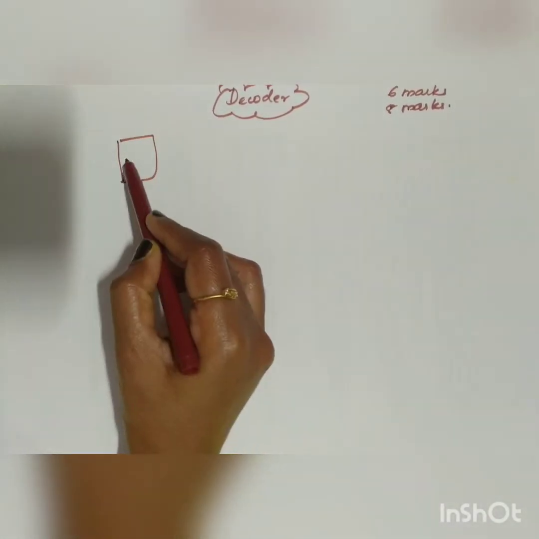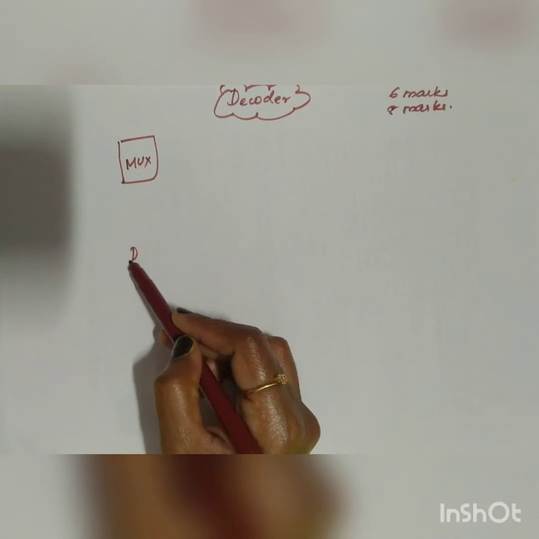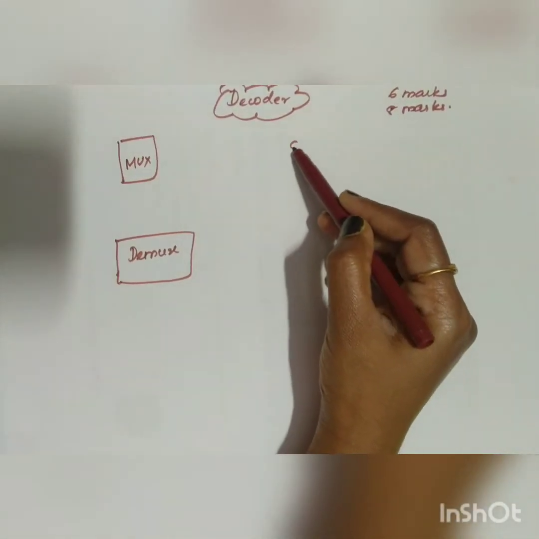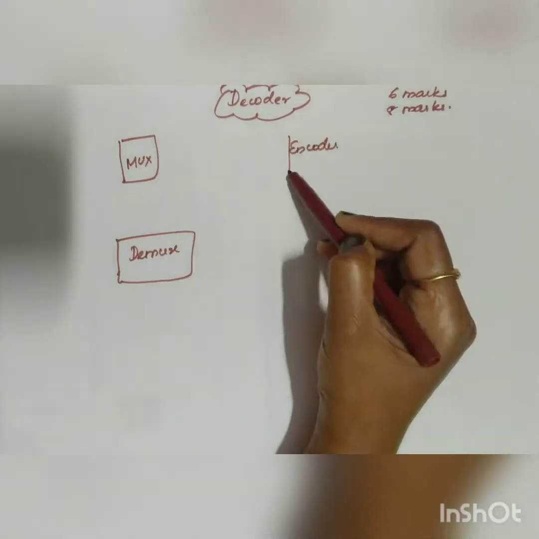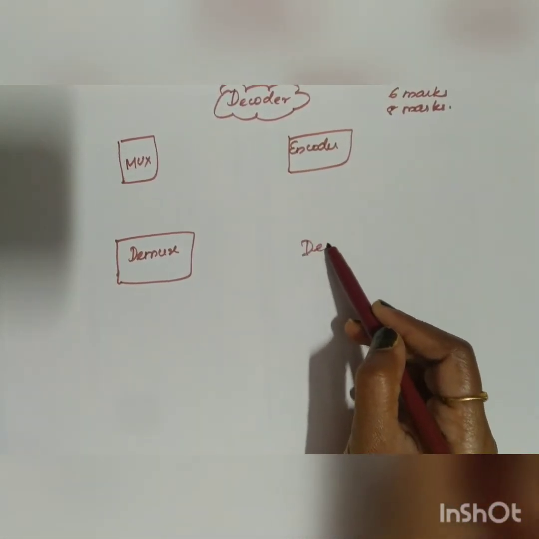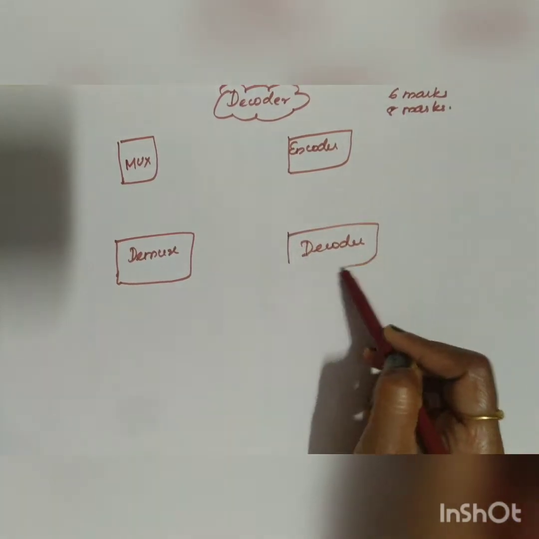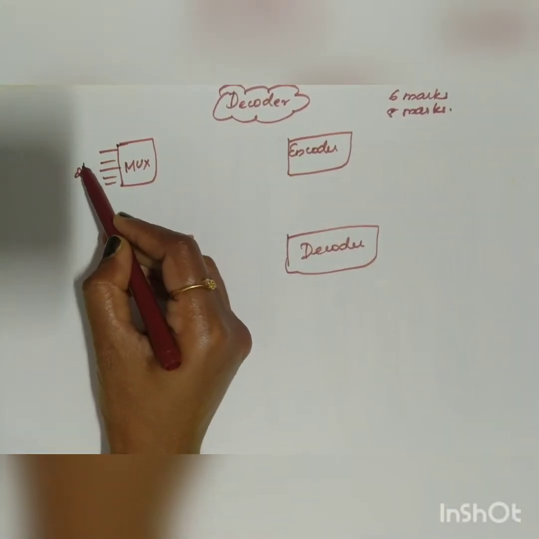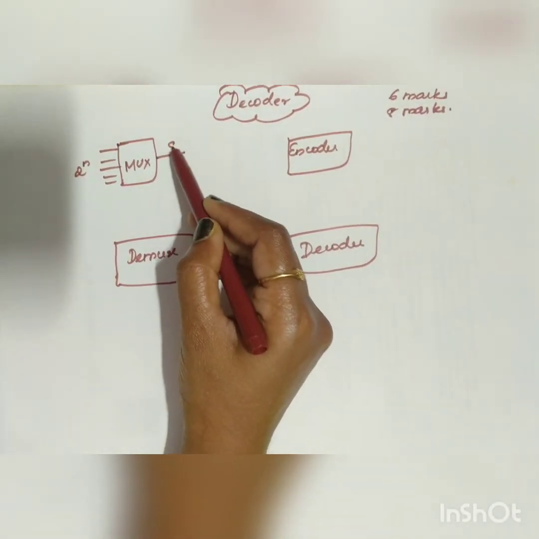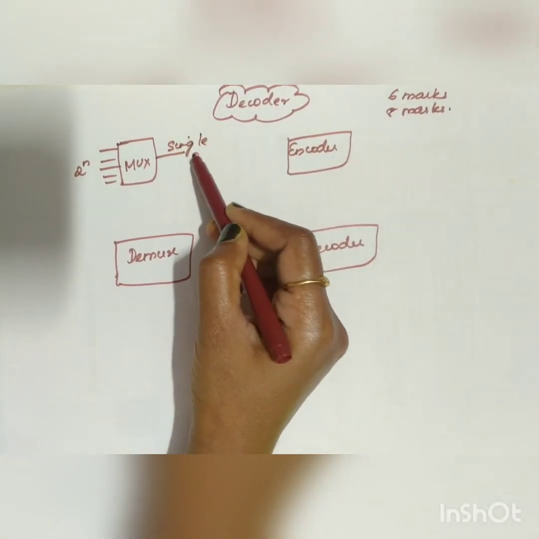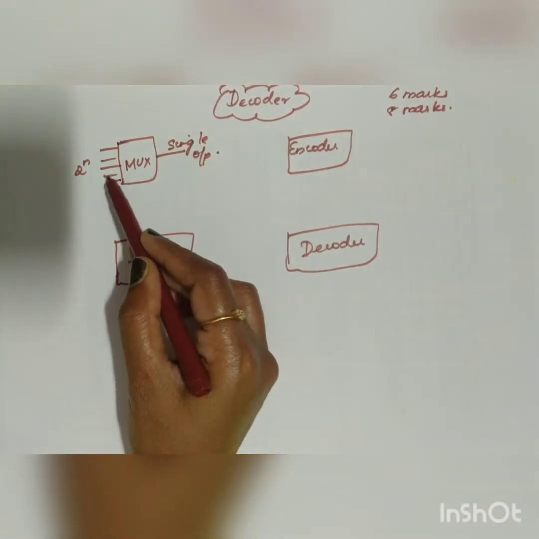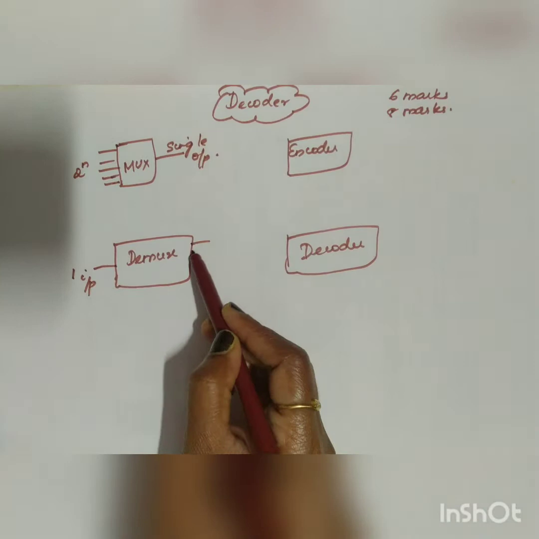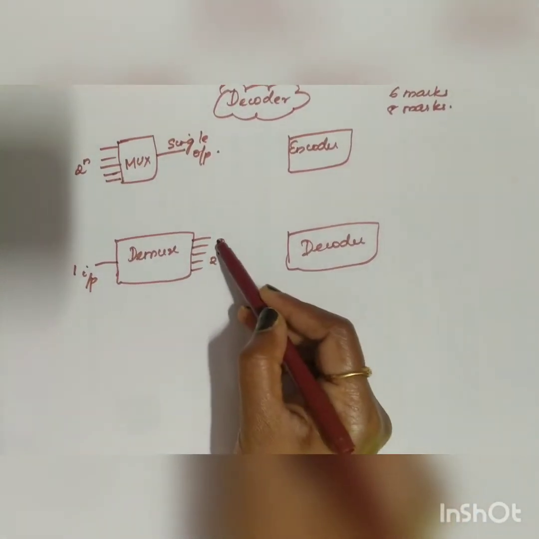One is your mux, second one is your demux. Block diagram, then you have encoder and you have decoder. What is meant by a multiplexer? It converts 2 power n inputs into a single output, right? One output. Opposite to that of your mux is your demux. So one input and 2 power n outputs.